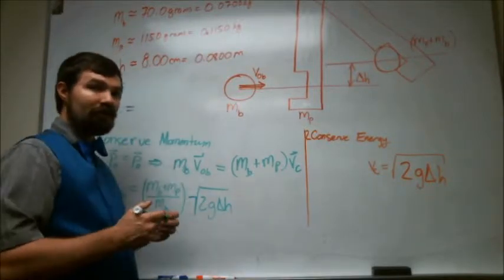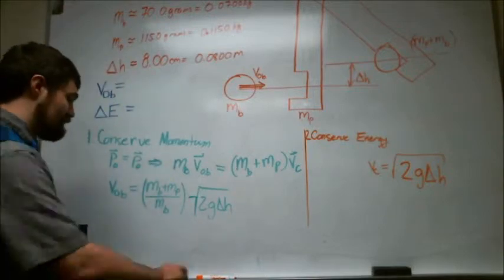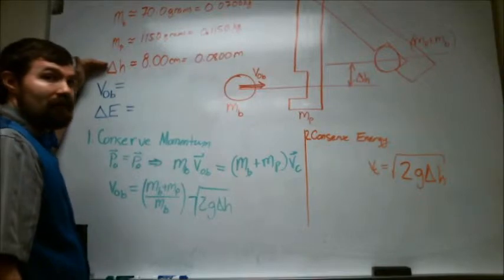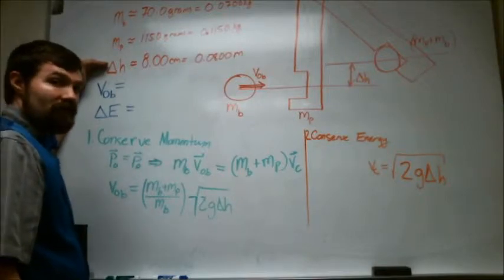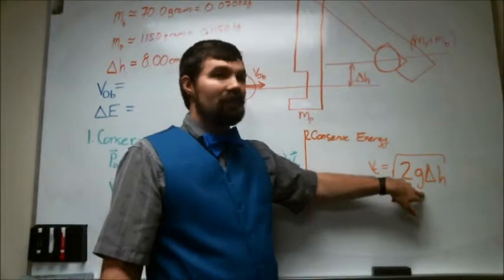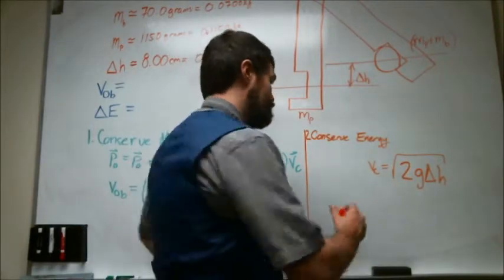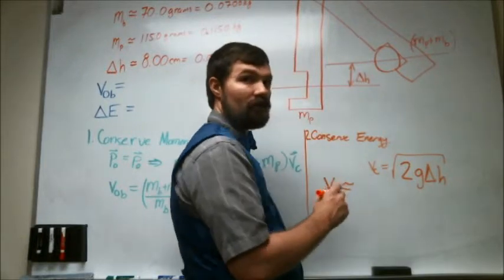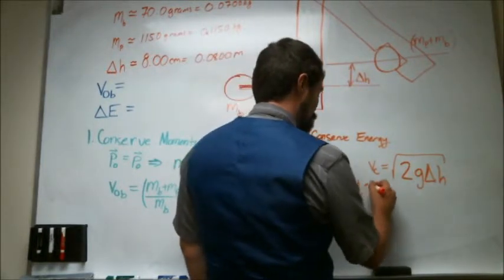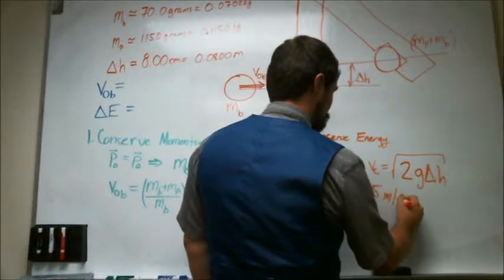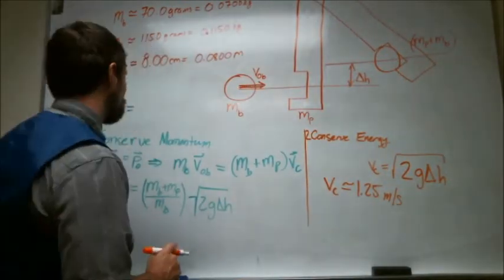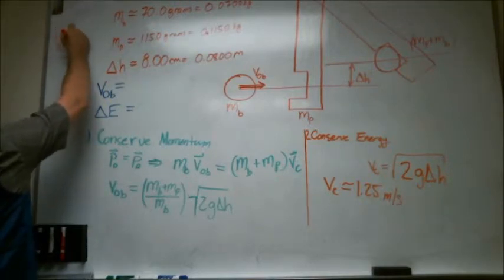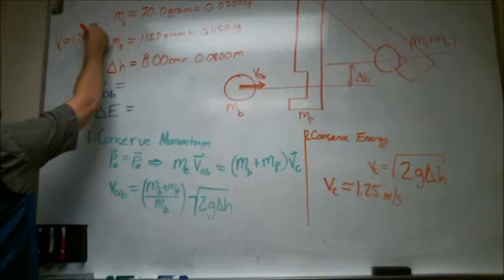For what it's worth, if you use the numbers that I've obtained here, really the one that you need is the change in height, and then g is 9.8 meters per second squared. So this collision speed, or speed right after collision, is going to be about 1.25 meters per second. Okay, so I'm going to actually write that up here just for fun, but we don't really need it any further.